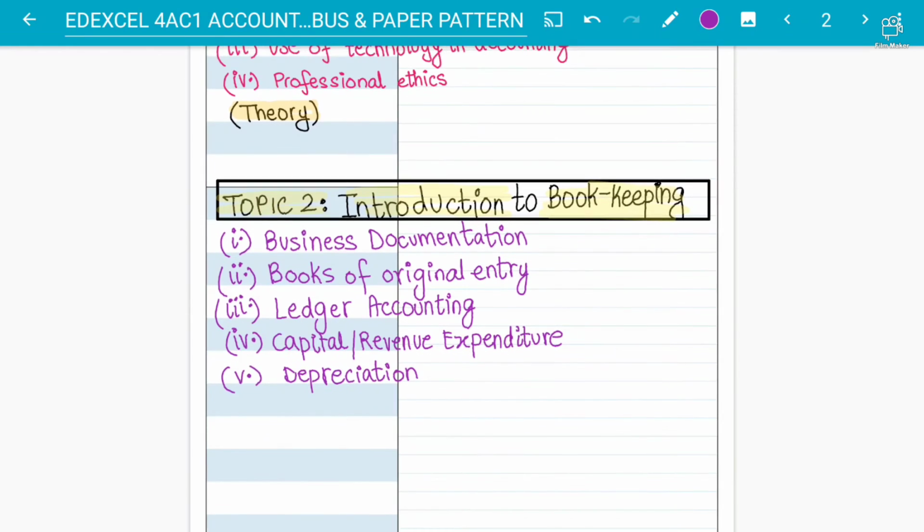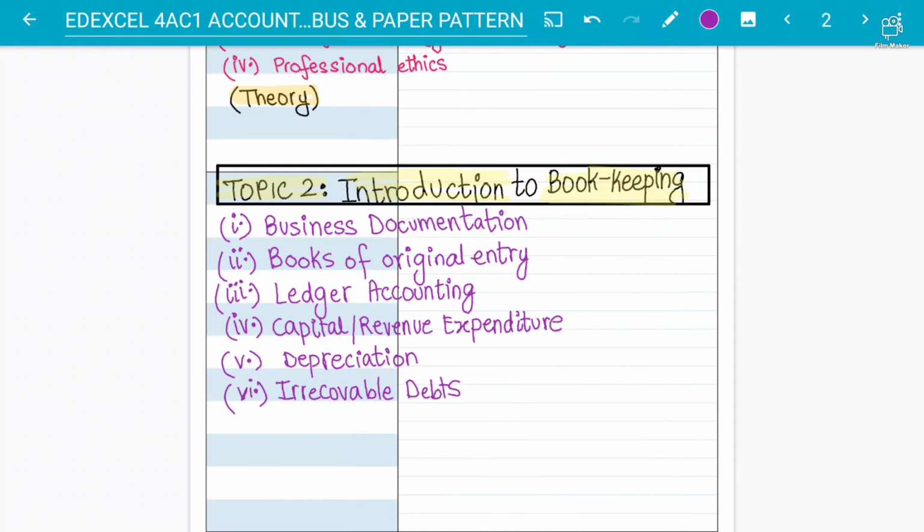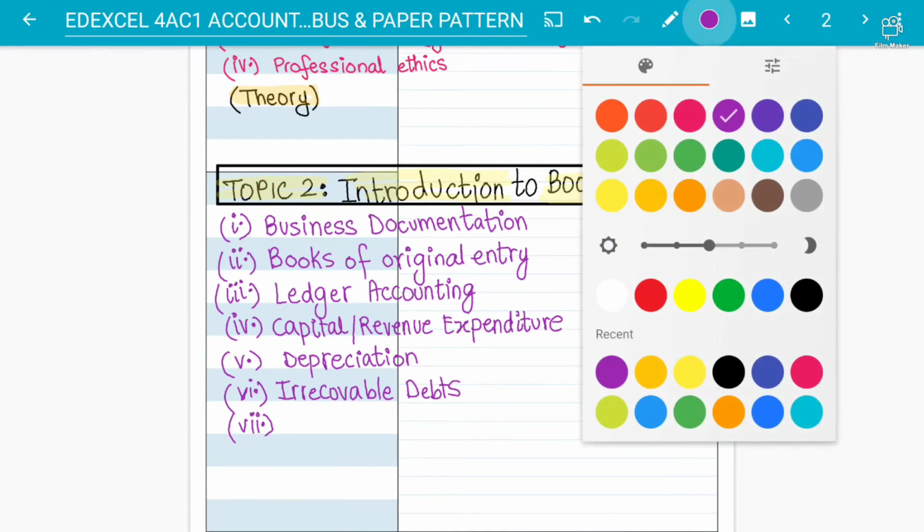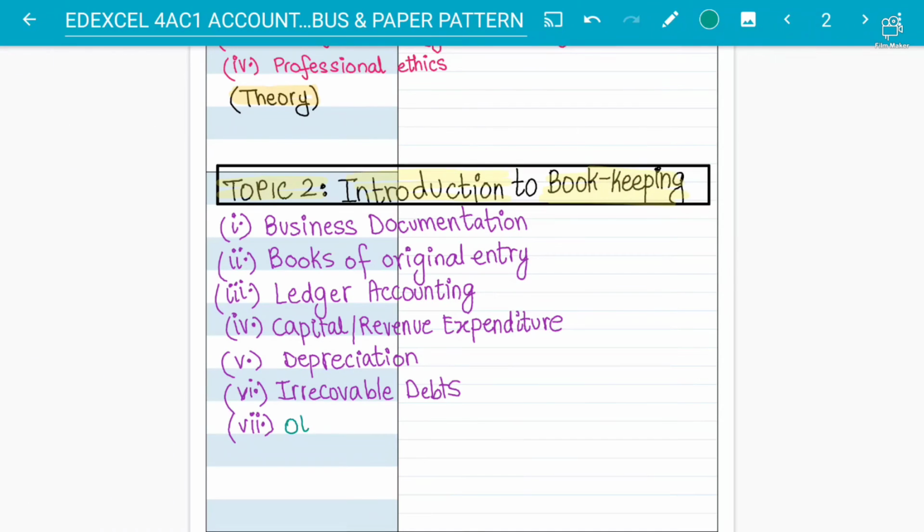Then we have the concept of irrecoverable debts as well. Irrecoverable debts and the provision for doubtful debts come in this. So these are all T accounts. This is inclusive of theory and numerics. This one is both theory and numeric. And one more chapter that comprises this is other receivables and payables.